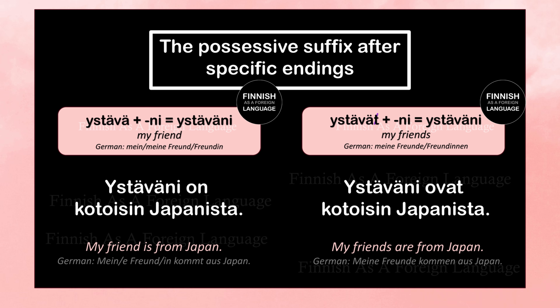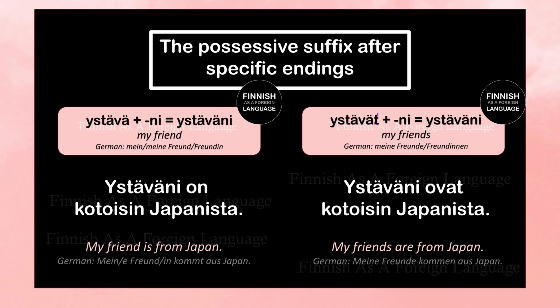In the first sentence, ystäväni means my friend. My friend is from Japan. And in the second sentence, we also have ystäväni, but here it means my friends. Why does it look the same? The ystäväni from the first sentence is a combination of ystävä plus ni, which means my friend. And when we look at the ystäväni from the second sentence, then we see that it's actually a combination of ystävät plus ni, just that the nominative plural marker t got removed before we added the possessive suffix ni.